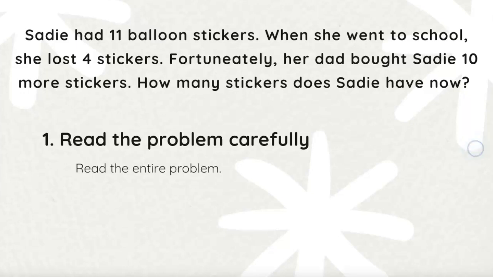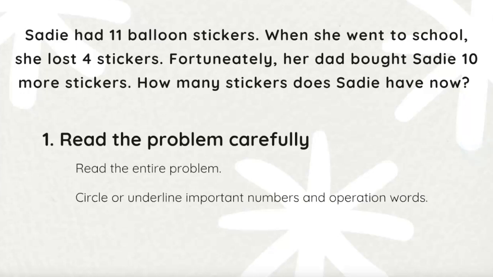So our first step is to read the problem carefully. This means that we should read the entire problem, which we did. Next, we need to circle or underline important numbers or operation words. I decided that I wanted to circle the important numbers and underline the operation words. So let's take a look back at our problem. I know that I want to circle the 11 stickers that she started with, the 4 stickers that she lost, and the 10 stickers that her dad bought her.